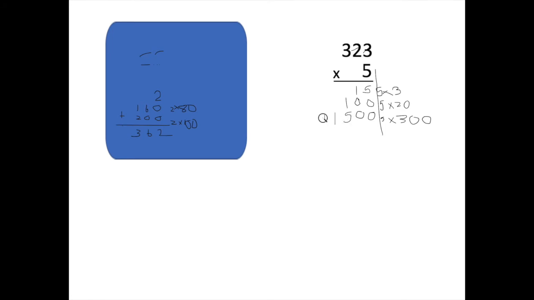So now we get to add our partial products. So 5 plus 0 plus 0, 1 plus 0 plus 0, 1 plus 5, and 1. Our answer is 1,615.